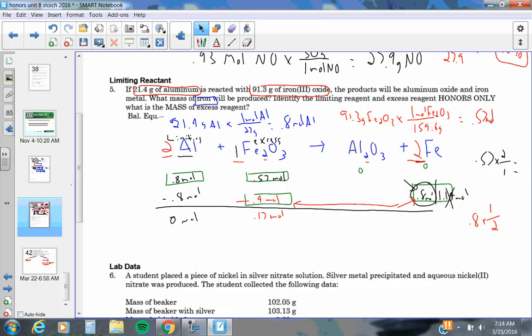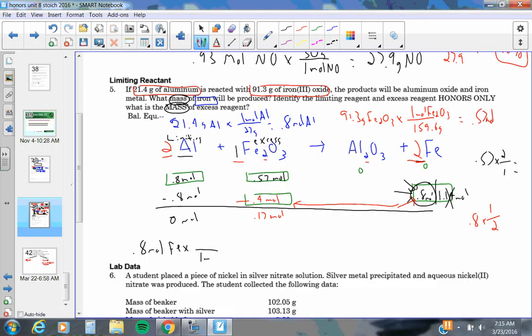So the last step is to convert all these moles to mass, since this asks for mass, and this asks for mass. What mass of iron? I'm making 0.8 moles of iron. 0.8 moles of iron times 55.8 grams per 1 mole of iron is going to equal 44.6 grams of iron produced. Make a nice little box here that lets people know, yep, this is the answer.